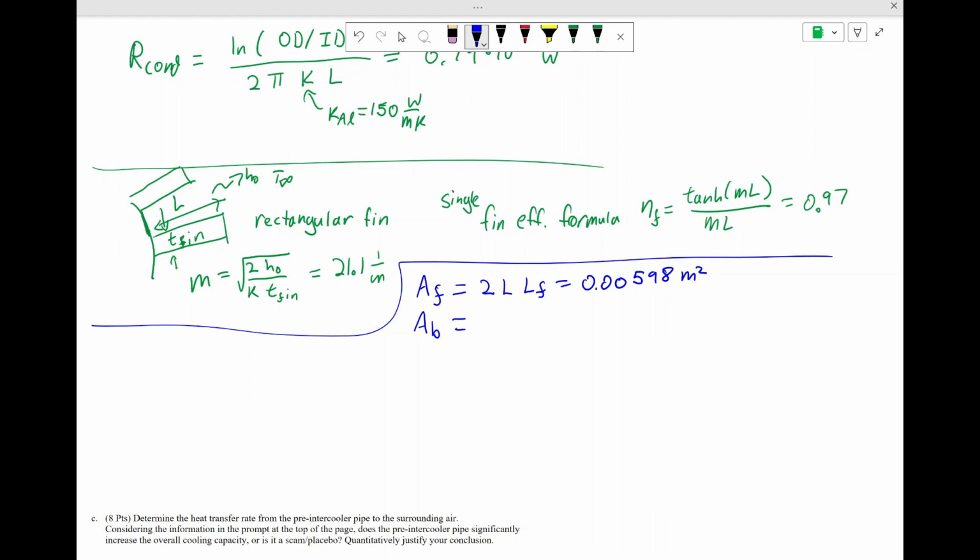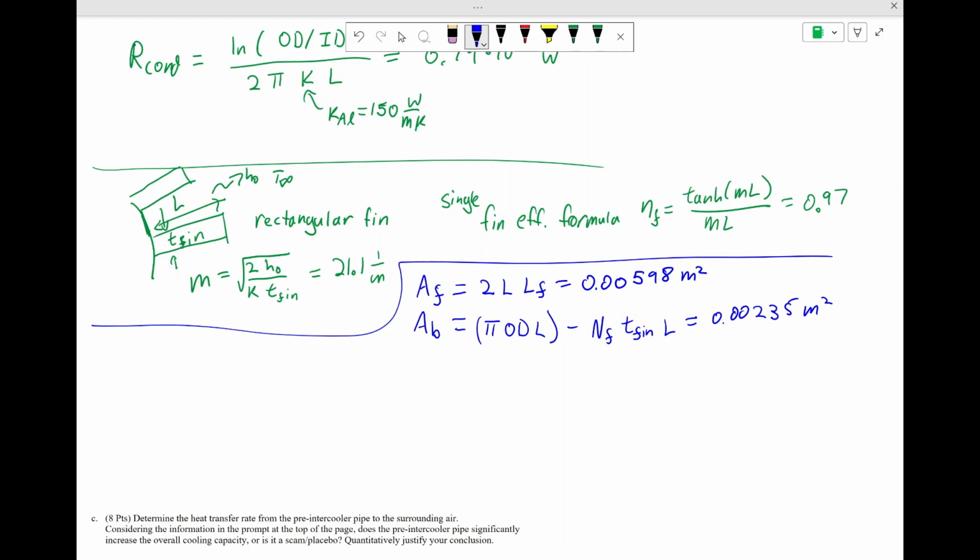So that's going to be equal to the outside surface area of that cylinder, so pi times OD times L, minus the portion of that that's covered by the fins. So we have some number of fins, and they're going to cover individually strips that are T fin wide by L long. So this gives us an uncovered base area of 0.00235 meters squared.